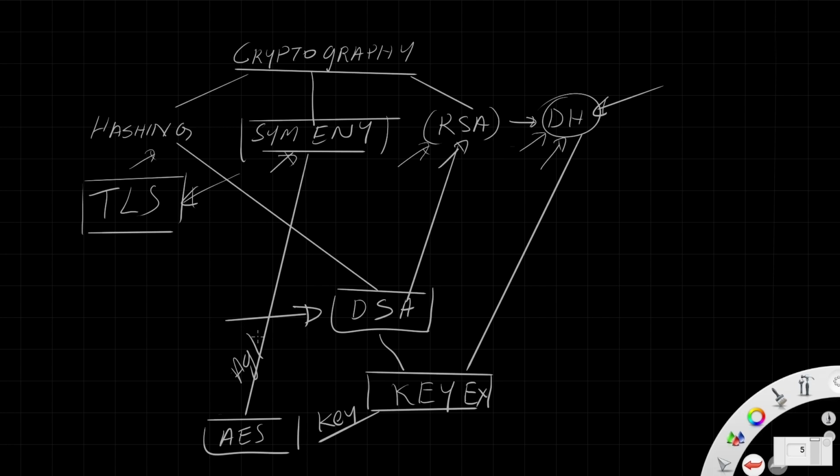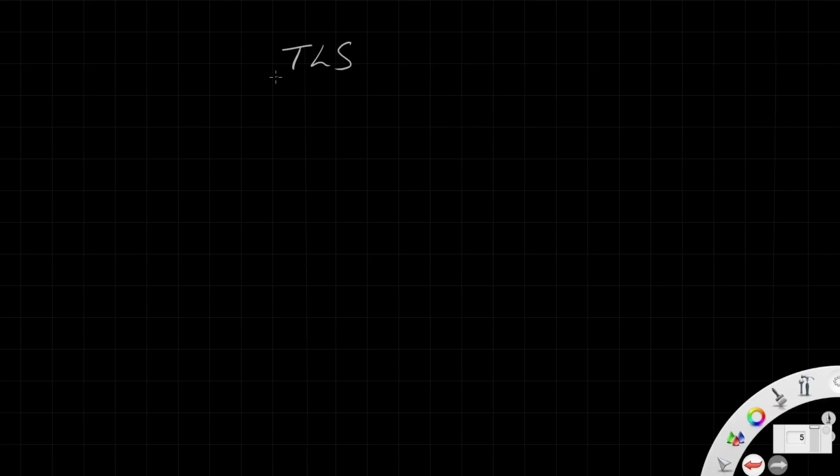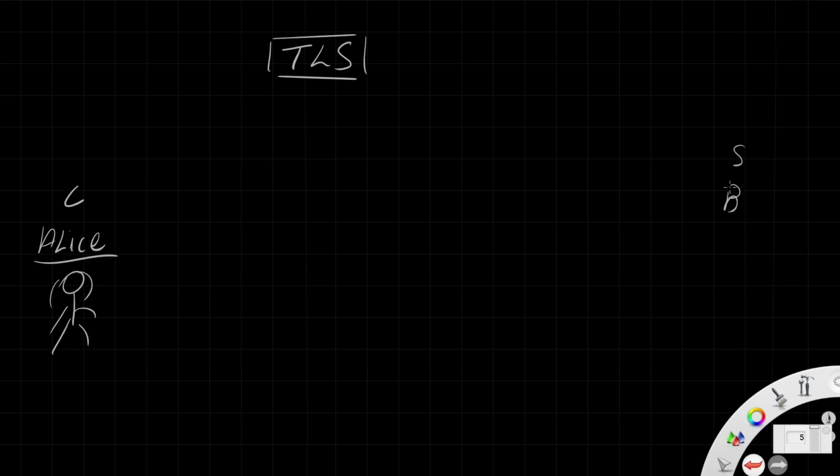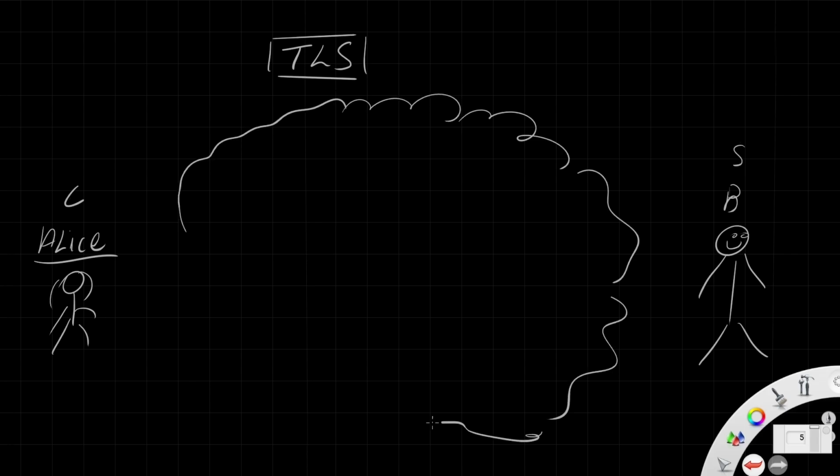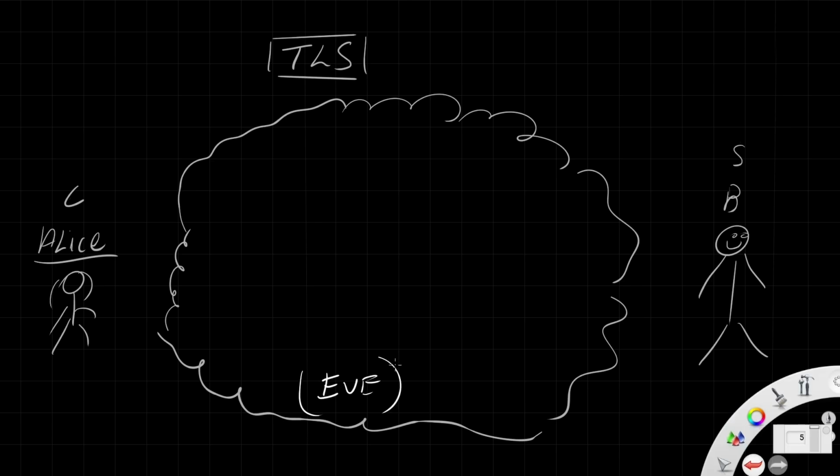Now, that being said, let's try to understand the general idea of TLS. So TLS or transport layer security. So the scenario is you have a client, which is Alice. So we have Alice and Bob, server. Bob is a server. And then the whole internet. So we have the whole internet right here, or public network, if you know what I mean. So this is the public network. So Eve is part of the public network. Eve can see whatever is being sent through the public network.